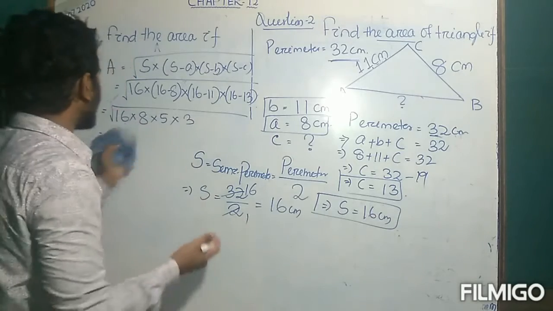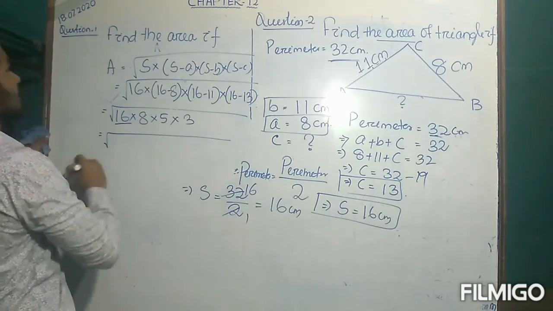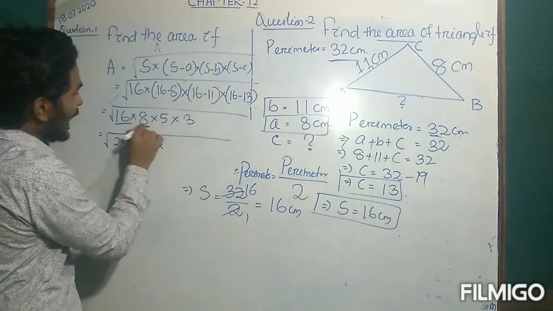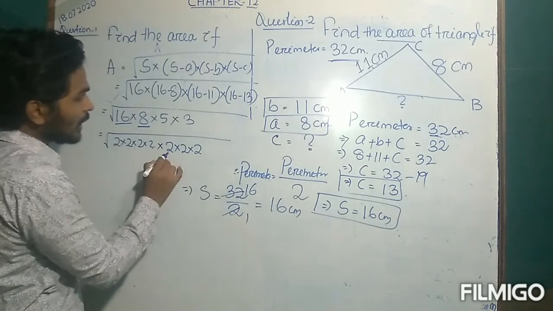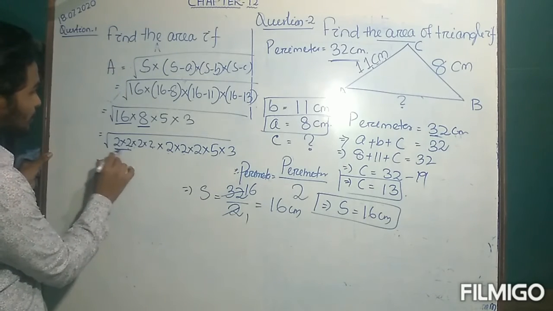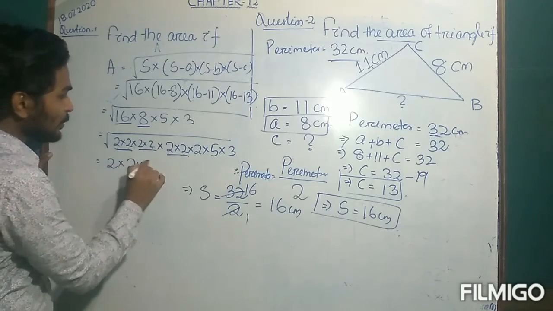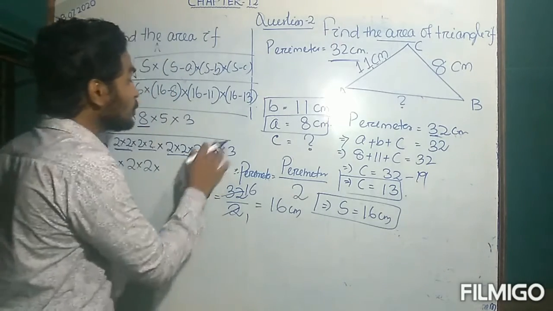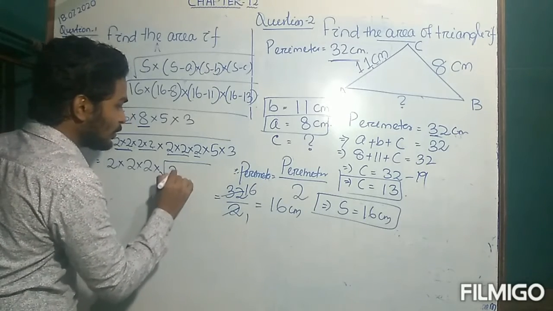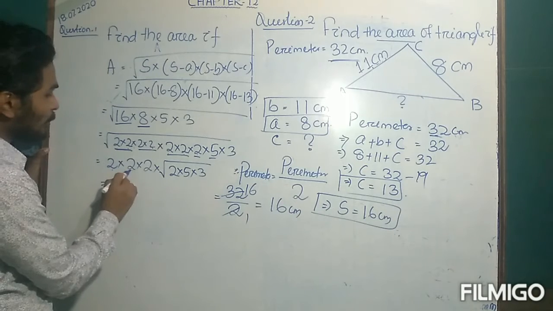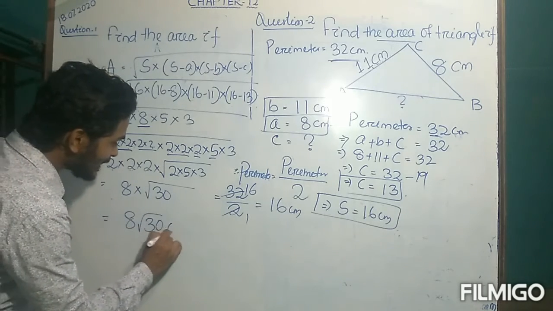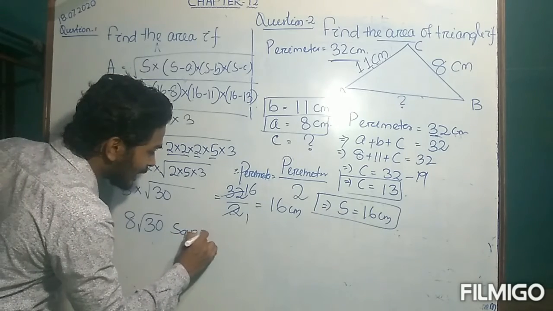How? By simply factorizing each term. 16 can be factorized as 2 into 2 into 2 into 2, because 2 twos are 4, 4 twos are 8, 8 twos are 16. Next, 8 can be factorized as 2 into 2 into 2. How? 2 twos are 4, 4 twos are 8. Into 5 and into 3. So for these 2s, there is a pair, a single 2 comes out for each pair. But here there is no pair of 5s and no pair of 3s, so they remain single. So put them inside the square root: 2 into 5 into 3. 2 fours are 8, into square root of 5 threes are 15, 30. So the answer is 8 square root of 30 centimeter square, or you can write square centimeter.